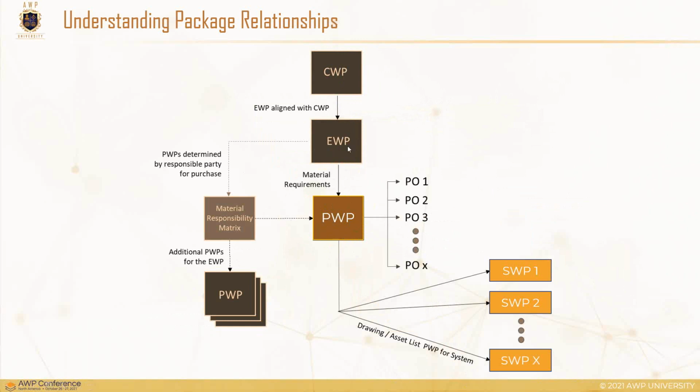It obviously is affected by the EWP, and thus the tie is through the EWP to the CWP as far as a constraint against that, and the POs tied to it. Material responsibility matrix tied between those as far as what materials are required when by who, tied to the EWP and the PWP in this manner. Additional PWPs for that EWP, often it's not just one procurement work package or procurement data set that's tied to a single EWP, so there may be others required in there.